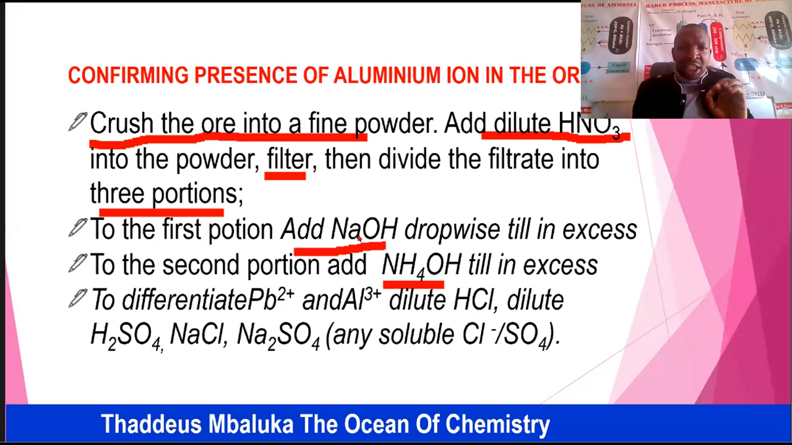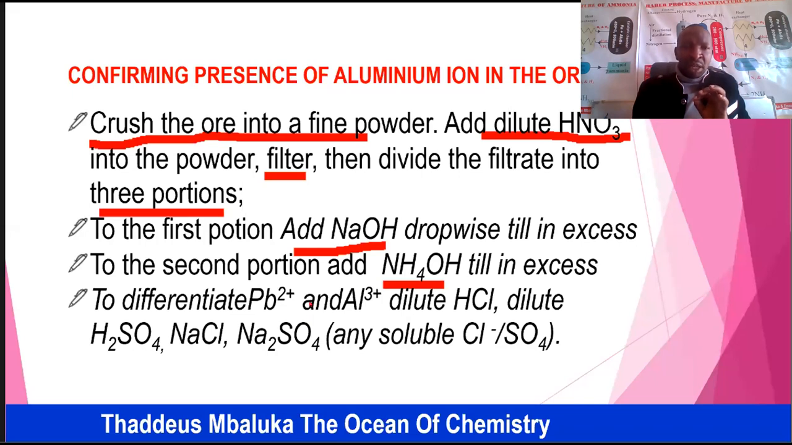You add to the second portion aqueous ammonia. The expected observation there will be a white precipitate which is insoluble in excess. Now you eliminate zinc, because zinc will form a white precipitate soluble in excess ammonia. So now you remain with lead or aluminium.